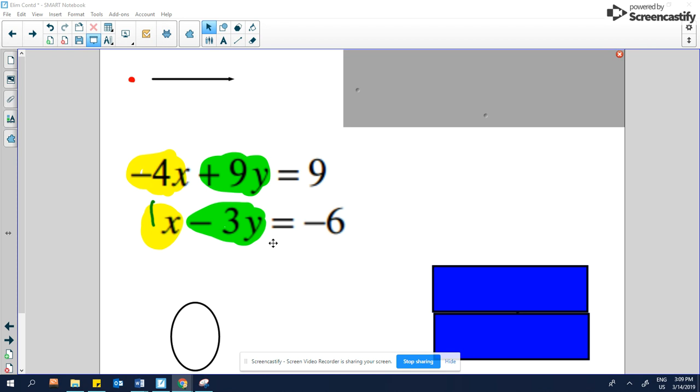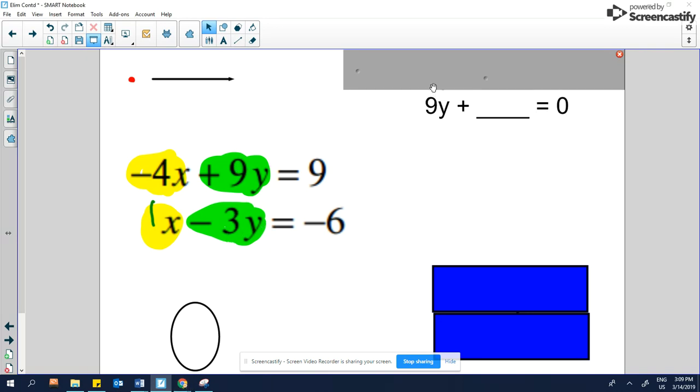Okay, so hopefully you noticed that both of them would work. In the last video, I already did a 1x or a 1y, so this time I'm going to deal with, well, what if it's not a 1? What do you multiply by then? So we have a positive 9y. What do you need to add to that to get 0? Okay, so hopefully you said a negative 9y.